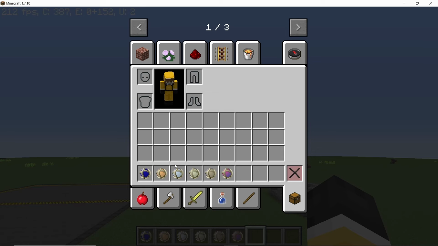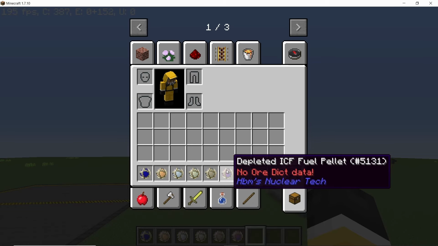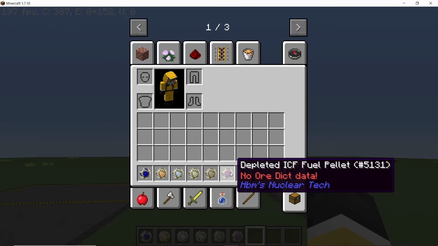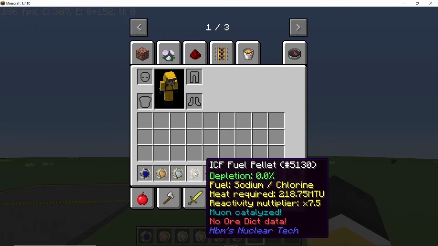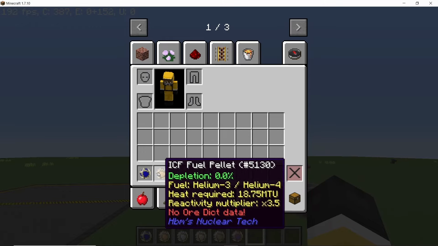Now we take a look at the different fuel types. All of them will actually end up in a common depleted ICF fuel pellet, no matter what type you use. But if you take a look closely, the heat required for each of the different types of fuel is different, and this heat will be supplied by a laser. So here I'm going to make a very simple laser with just one turbocharger, and it will supply us with 2.5 million thermal units of heat.